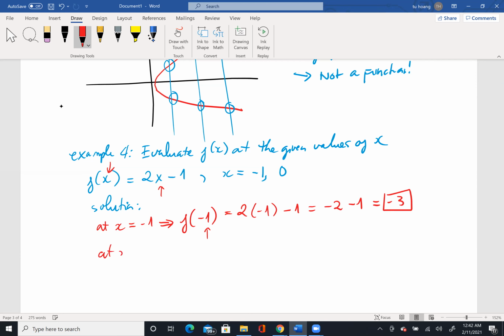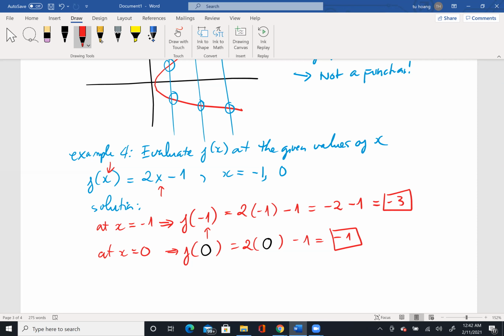What about at x equal to 0? I will have f of, now the input changes to become 0, right? f of 0 is going to be equal to 2 times x, but now changed to be 0, and then minus 1. So 2 times 0 is 0, minus 1 is negative 1. Okay? So that is a way to evaluate f(x) at the given value of x.